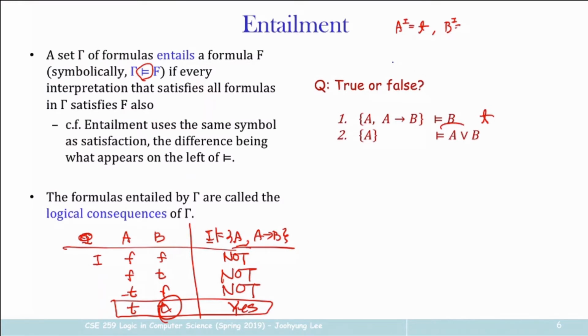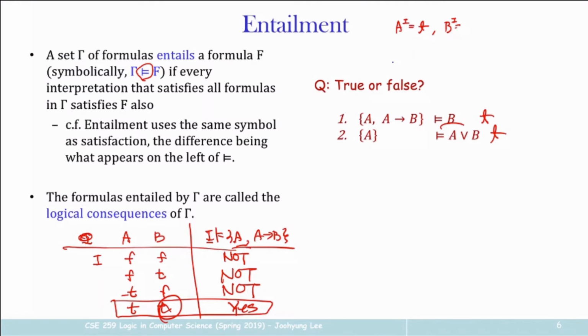Second one. Okay, I'm not going to do the whole truth table here, but let's see. Is this entailment true or false? How many interpretations satisfy the formulas on the left-hand side? No, there's not one. Actually, two. A true and B true, and A true and B false. So these two satisfy the left-hand side. But in either case, A or B is true, because you already know that A is true, so A or B is true. So this entailment is true.